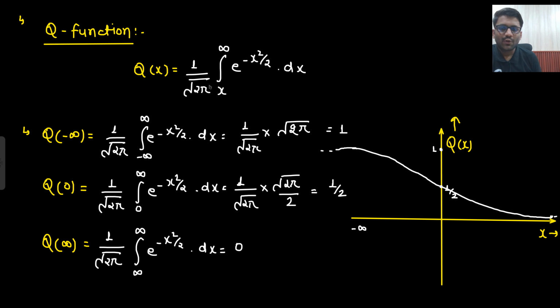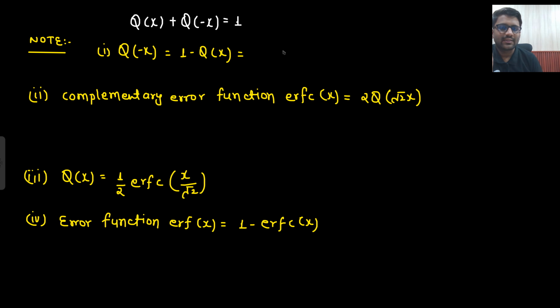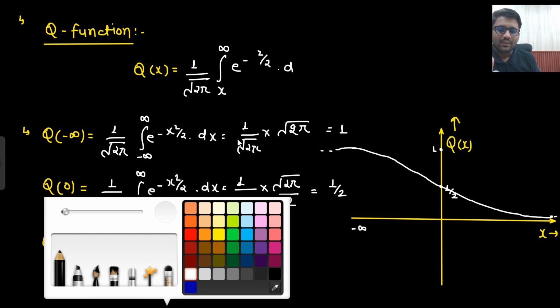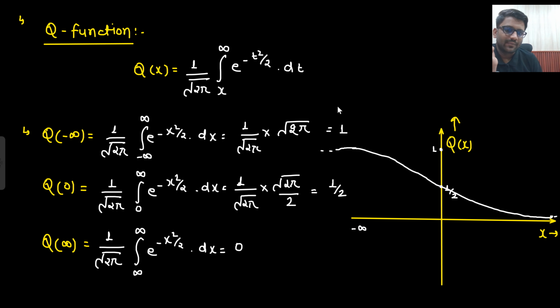If Q(x) has some definition, then Q(minus x) also has some definition. You don't need to remember this definition. The only difference is that here it was going from x to infinity, now it is going from minus infinity to x. And one more thing, again the same issue: if I am integrating with respect to x and I am putting the limit in terms of x only, this is not correct, no? Actually I should have put t here.